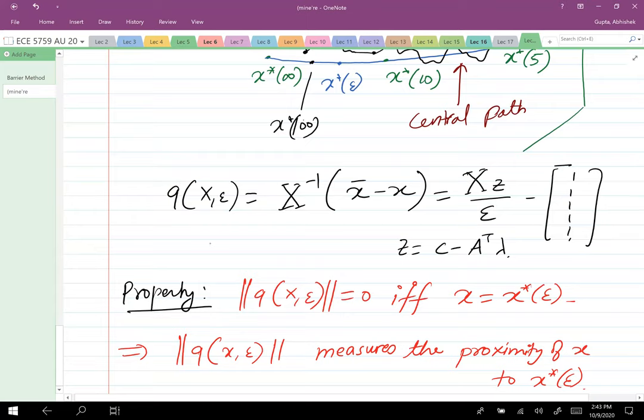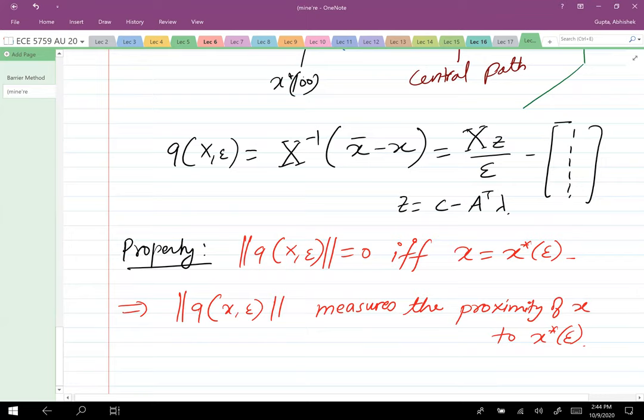Is it difficult to compute Q of X epsilon? So let's look at it. So this is diagonal matrix X. Z is C minus A transpose lambda, so it's easy because lambda is something we need to compute. So Z is easy to compute. Epsilon is given, and this is just all ones. So Q of X epsilon is actually extremely easy to compute. It only depends on X, and it only depends on epsilon. But what's cool is just by measuring the norm of Q of X epsilon, I can get an idea of whether I'm close to the central path or I'm far away from the central path.